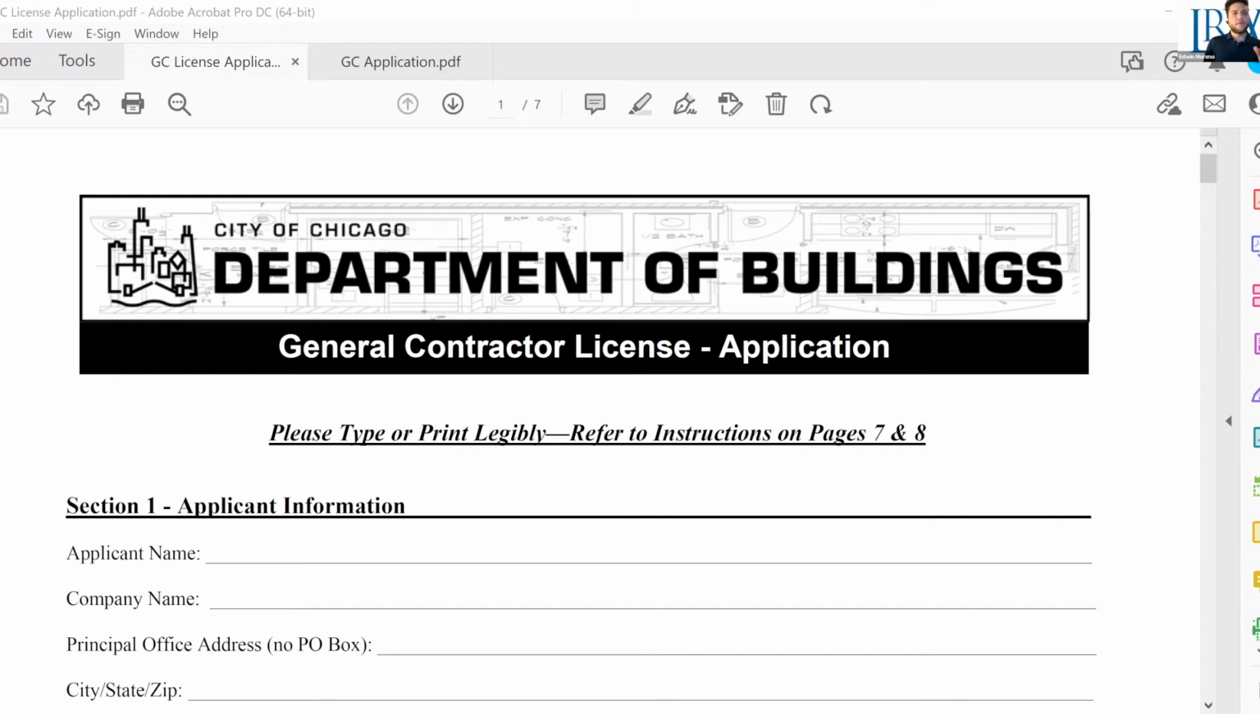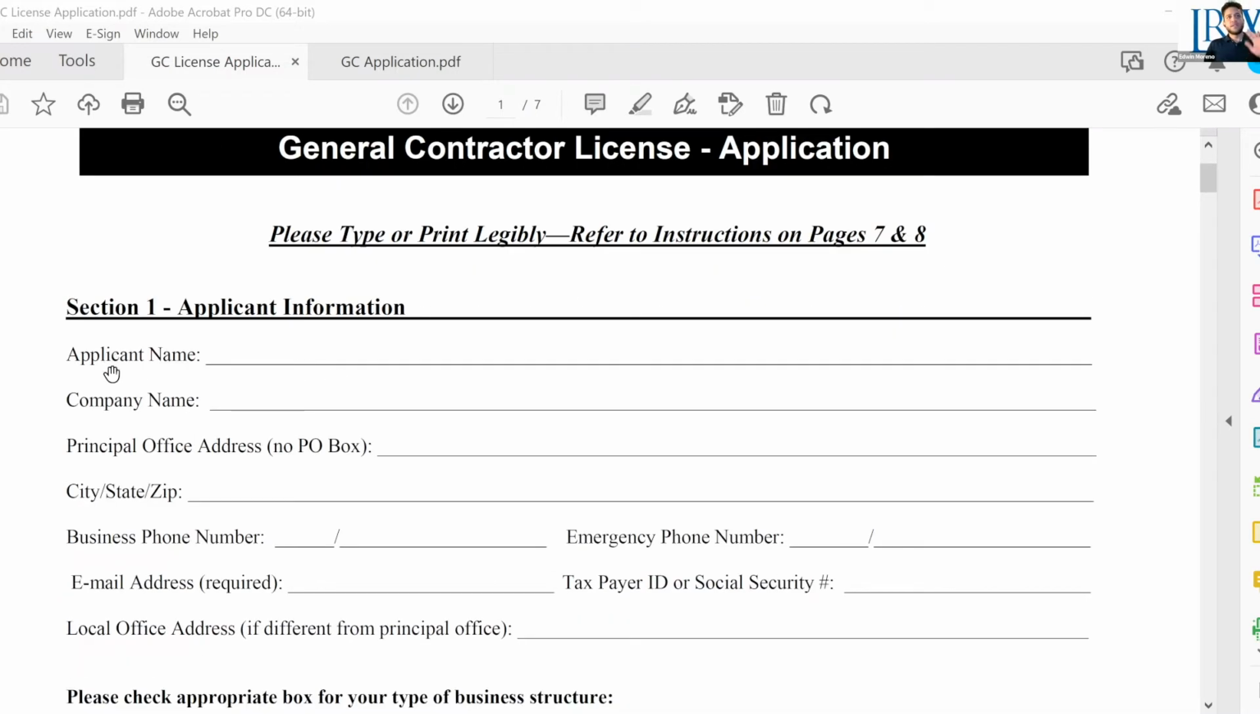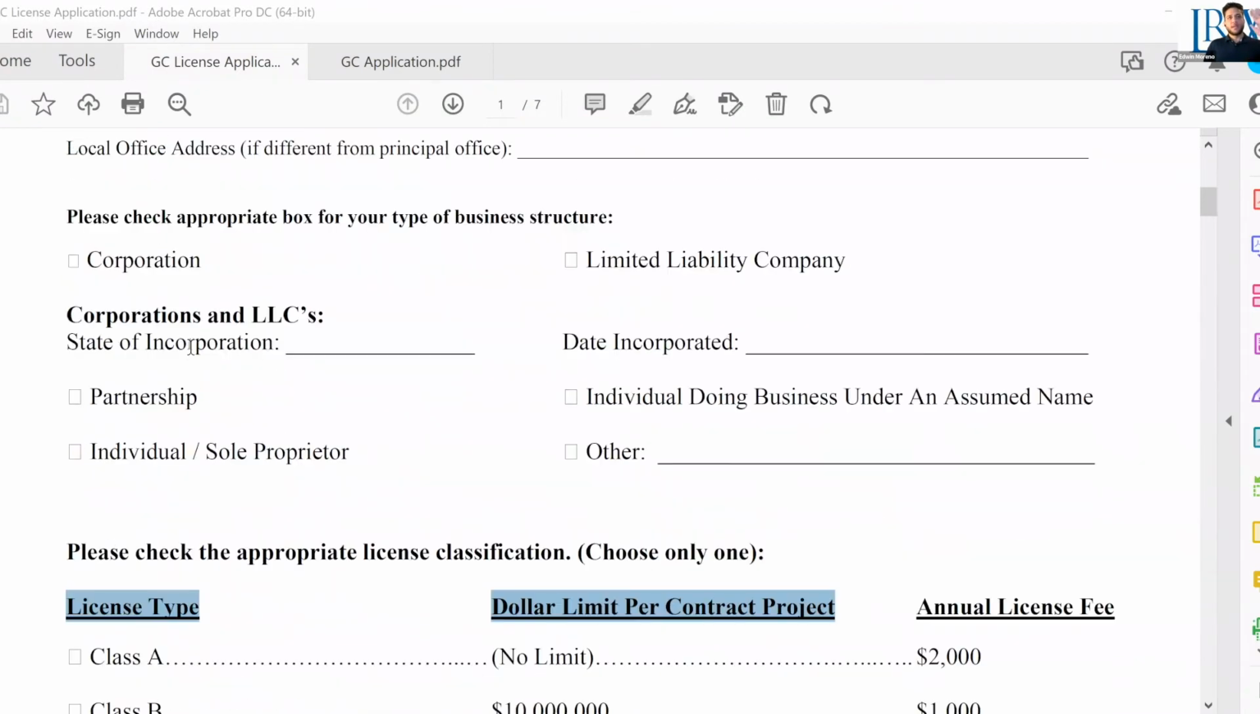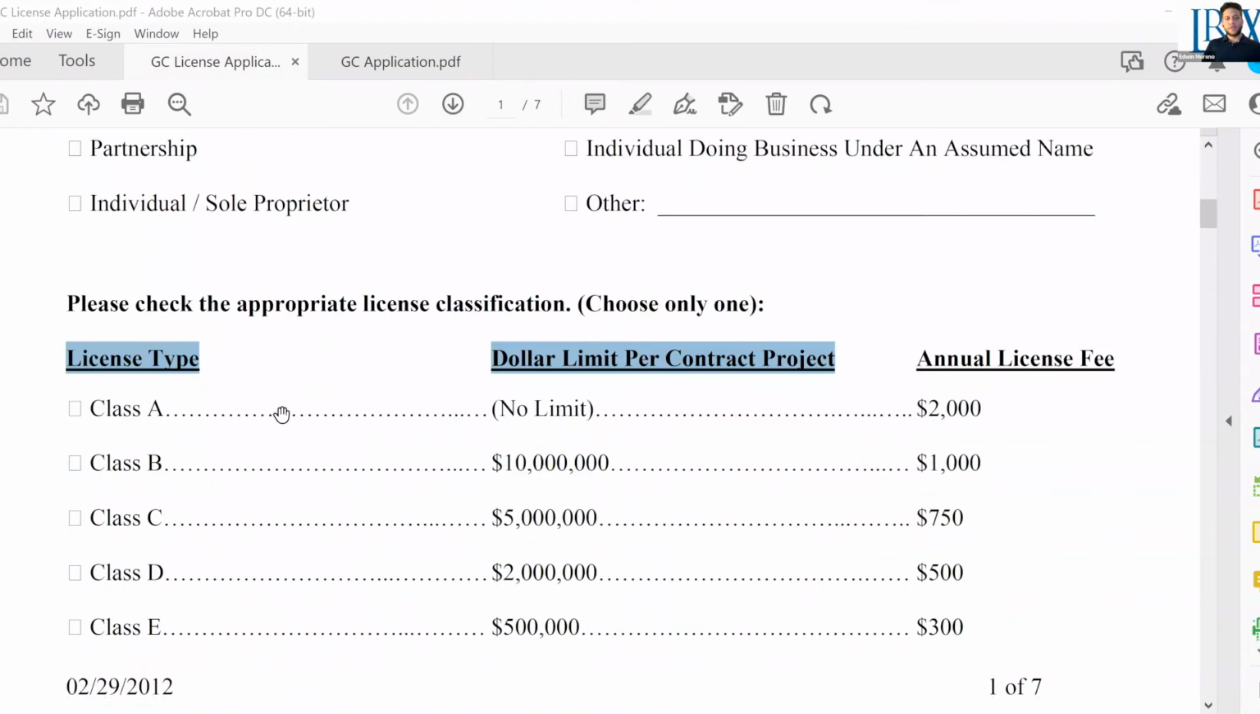I haven't pre-filled anything out. I just wanted to show you page 1 is, again, basic information: your applicant name, the company name and address, and what type of entity you are. What I wanted to go over is the license type and the dollar limit per contract project, and what that means.